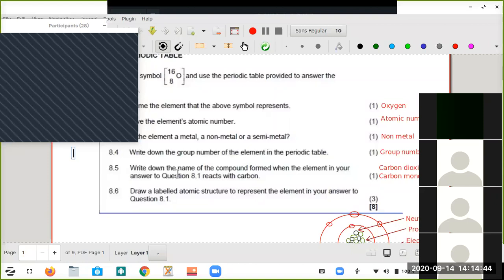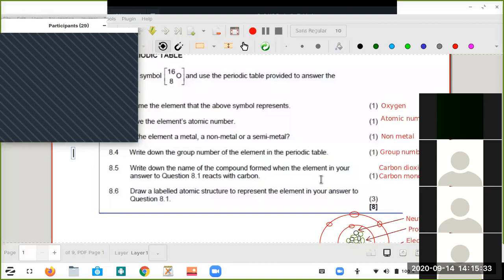Then 8.5. Write down the name of the compound formed when the element in your answer in 8.1 reacts with carbon. Remember, it's oxygen. When oxygen reacts with carbon, it forms what? Carbon dioxide, right? That is if carbon is completely combusted or completely burnt, it forms carbon dioxide. But if it is not completely burnt, it can form what we call carbon monoxide, right? So the product that we normally talk about is carbon dioxide. That's the product which is going to be produced when carbon reacts with oxygen.